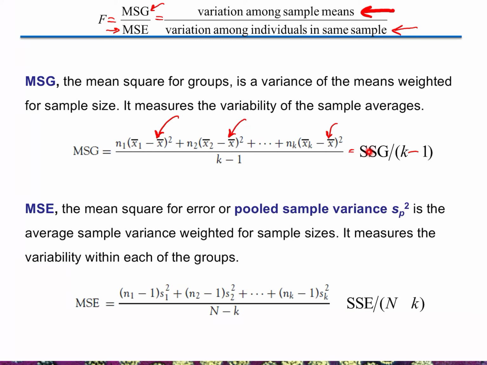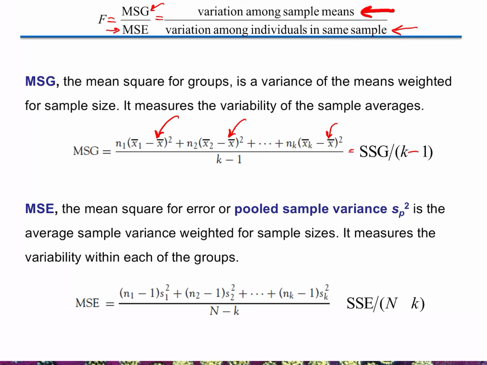We then add all of those up. That's why this is called sum of squares, sum of square differences. We divide that sum, the numerator, by k minus 1, number of samples minus 1. So if we had 3 samples, this would be 2. We divide by 2. That gives us our mean square for groups, okay?